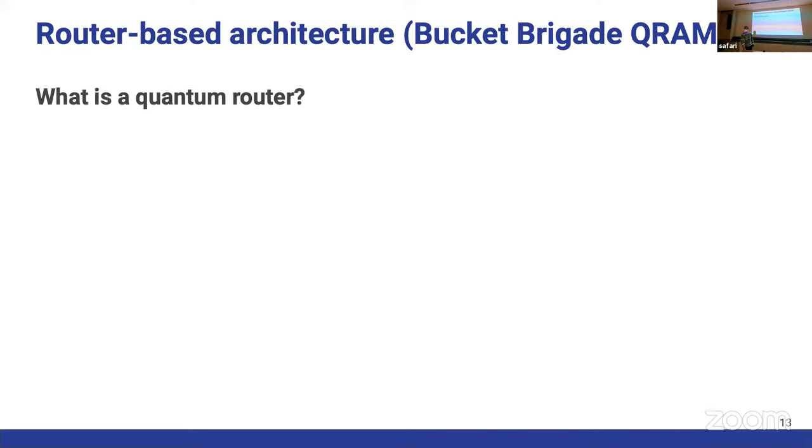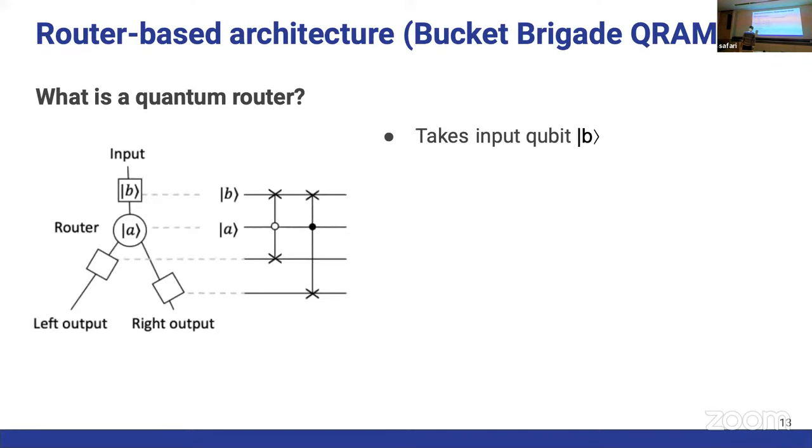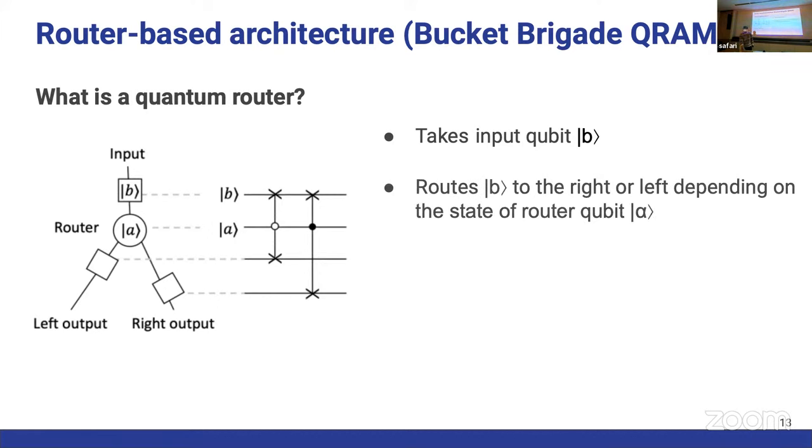So what is a quantum router? A quantum router takes an input bit, qubit b, and it routes it either to the left or to the right, depending on the router qubit A. If A is in basis state 0, the data gets routed to the left. If it's in basis state 1, the data gets routed to the right. Of course, if A is in a superposition, data can be routed into both directions simultaneously. This is implemented using so-called controlled swap gates, as we can see in the diagram on the left.